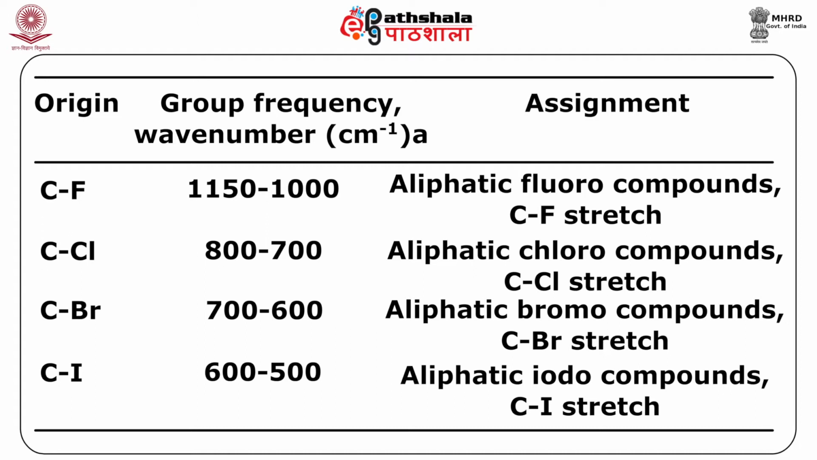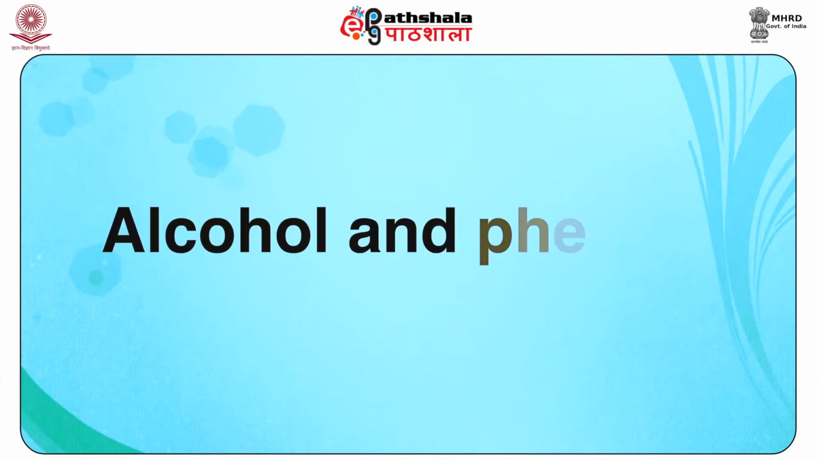Particular care must be taken when fluorine is present in a compound, as the C-F stretching bands observed in the region of 1350 to 1100 centimeter inverse are very strong and may obscure any C-H bands that might be present. Now you can see in this table various group frequency wave numbers are given for C-F, C-Cl, C-Br and C-I bonds respectively, and their assignment has also been given. We now come on to the stretching frequencies of alcohols and phenols.